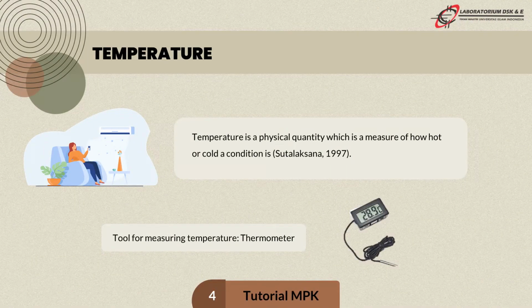Okay, the next factor is temperature. The definition of temperature is a physical quantity which is a measure of the heat or the coldness of a condition, and we use a thermometer to measure it.